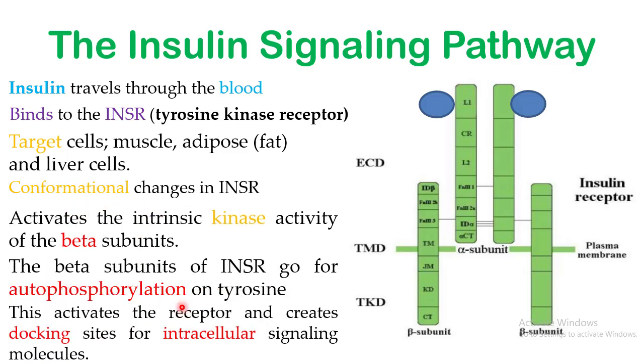Now, this autophosphorylation, what it does is that when it acts on the tyrosine, that would mean you are going for the phosphorylation. You are adding the phosphate group to the tyrosine amino acid, creating the phosphotyrosines. This phosphotyrosine, or this autophosphorylation, activates the receptors and creates the docking site for the intracellular signaling molecules that we are going to see in the next slides.